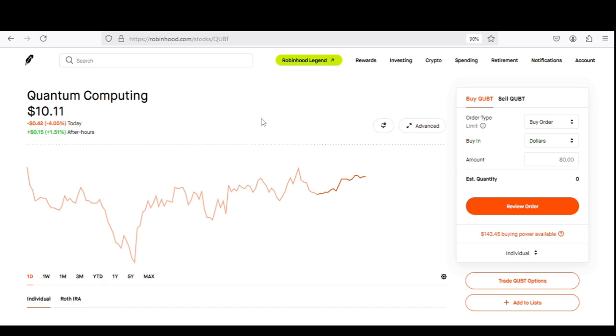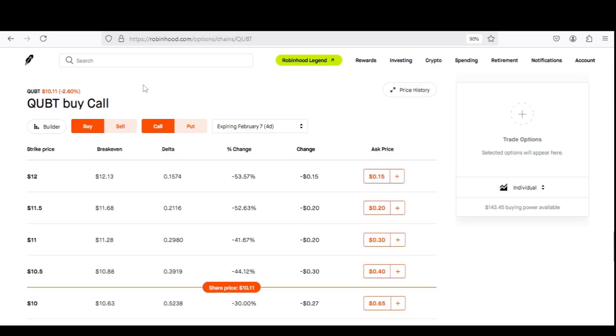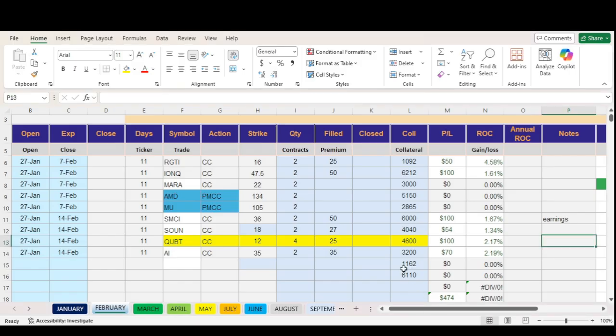For today's video, we're going to be using one of my favorite stocks for 2025, which is Quantum Computing, ticker QUBT. Let's go ahead right away and open up the option chain by going to trade QUBT options. Okay, so here we are on the option chain. First of all, I'm going to go over to my options dashboard, or rather my spreadsheet, and show you the average cost of the shares I have in my portfolio. Let's go ahead and open that up.